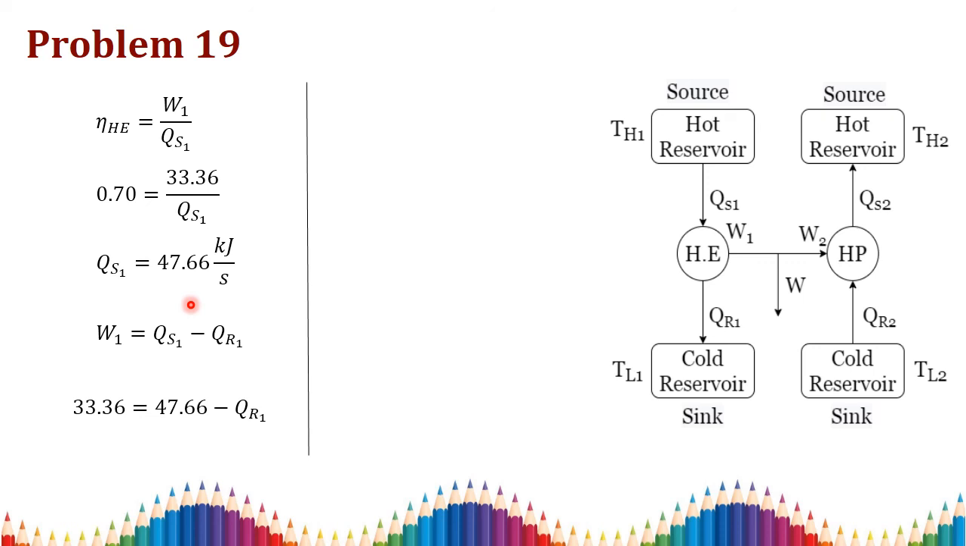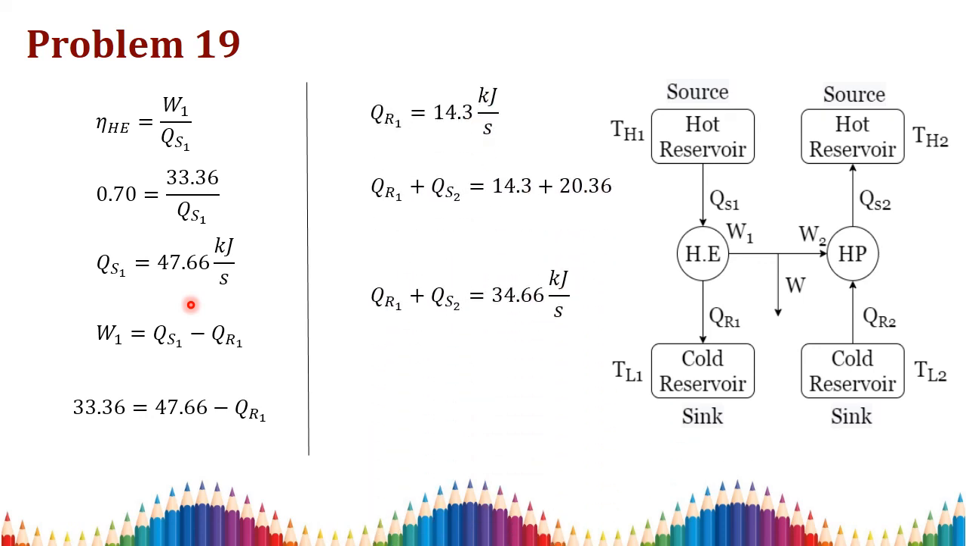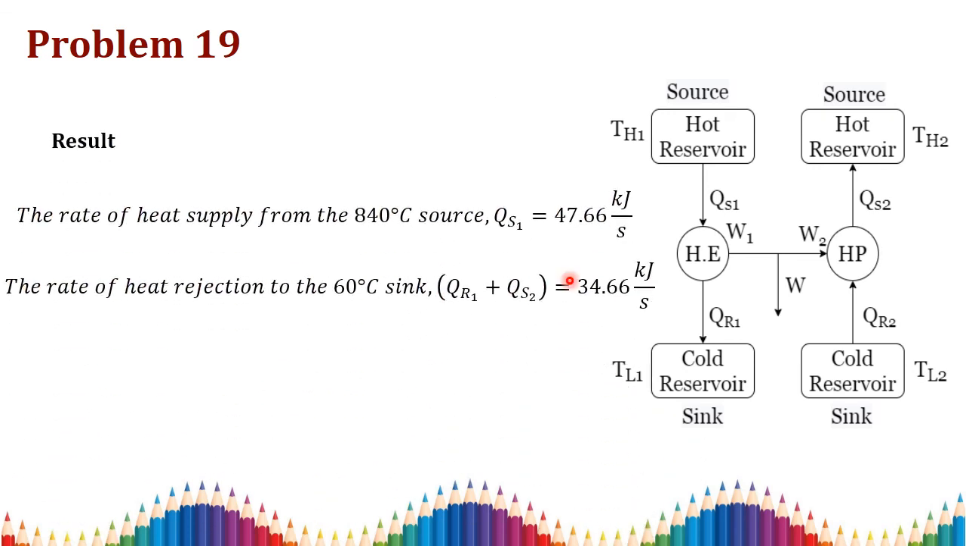If you know work done W1, which is QS1 minus QR1, and also the heat supplied QS1, then we can find QR1 as 14.3 kilojoule per second. Then we can find QR1 plus QS2 as 34.66 kilojoule per second. As a result, the rate of heat supplied from the 840 degree Celsius source, QS1, is equal to 47.66 kilojoule per second, and the heat rejection to the 60 degree Celsius reservoirs, that is QR1 plus QS2, is 34.66 kilojoule per second.